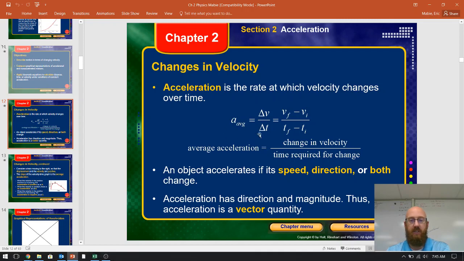Anyway, average acceleration is a change in velocity over the change in time. And again, it's the final velocity minus the initial. You'll see that a lot, the final minus initial. Change in time, final minus initial.